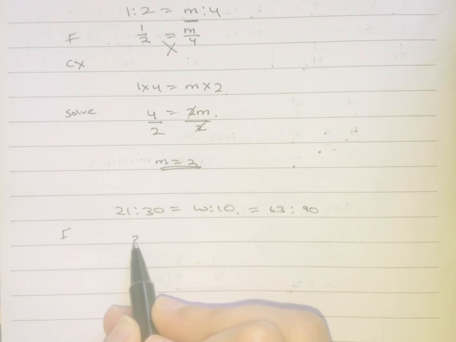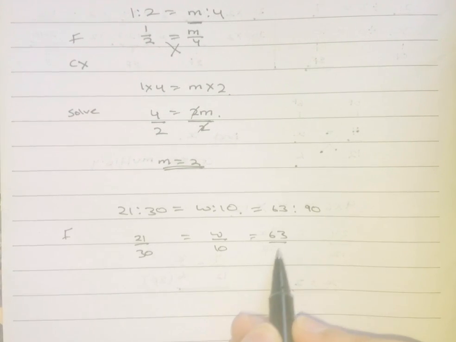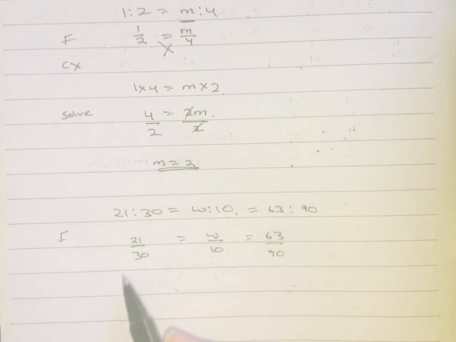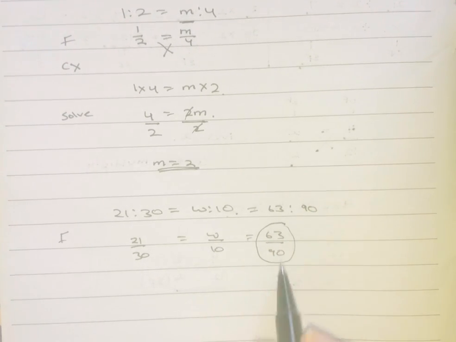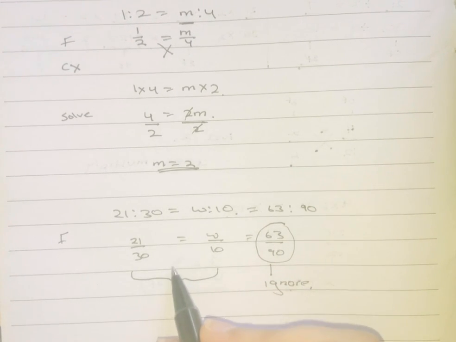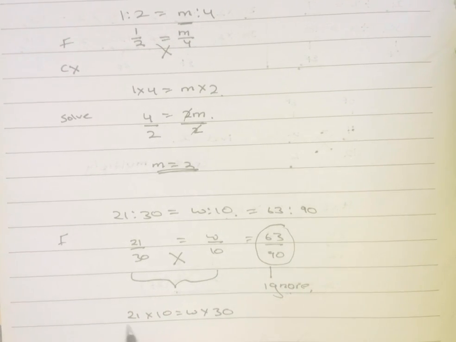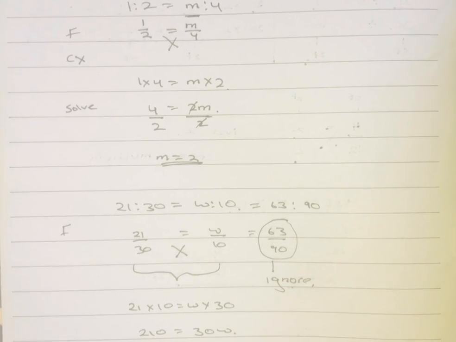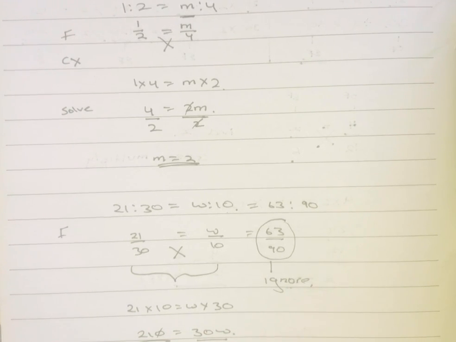All you gotta do is 21 over 30 is equal to W over 10 is equal to 63 over 90. In fact, you don't even need this, because you have this and you can easily solve the question with this. So this is just there to confuse you. So you just ignore it, and then you continue with this. You cross multiply, so 21 times 10 is equal to W times 30. So 21 times 10 is 210 is equal to W times 30, which is 30W. You want W alone, so you divide by 30 on both sides. Now you have W is equal to 21 divided by 3, that is 7.